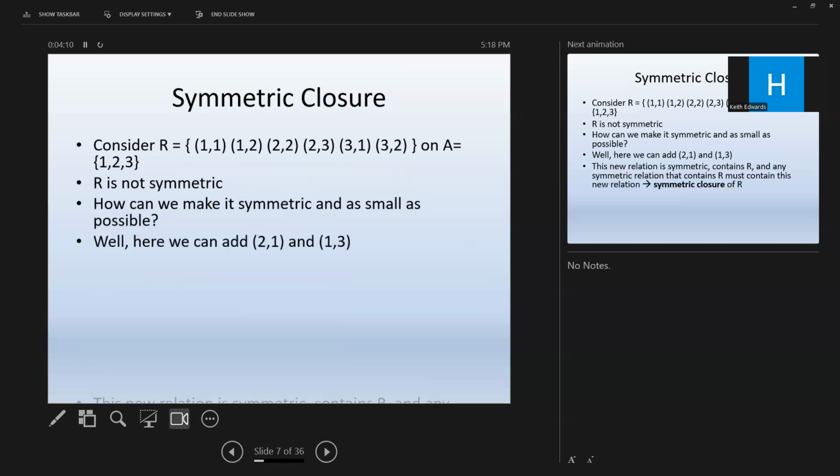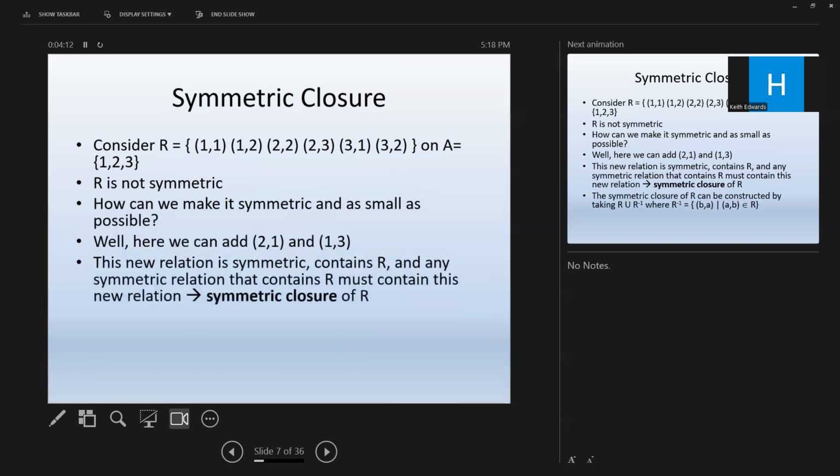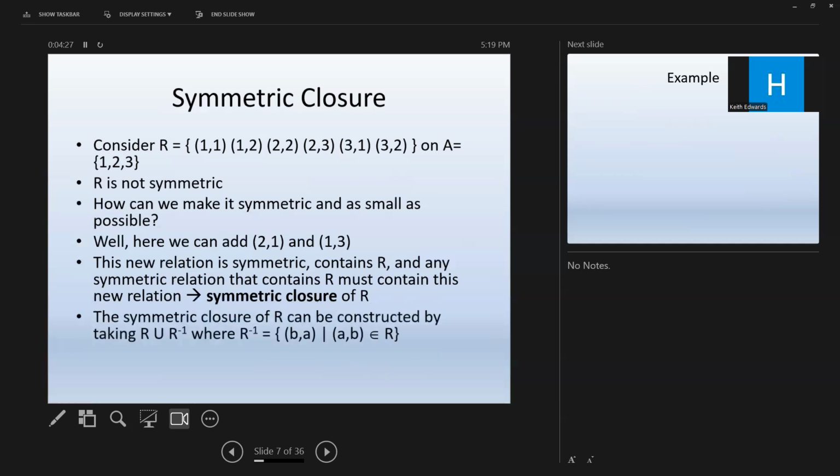And after we add those in, the new relation is symmetric. It contains R, and any symmetric relation that contains R needs to contain this new relation. So this is the symmetric closure of R. And the technique for constructing that is fairly simple. Basically, we union R with R inverse, where R inverse is {(b,a) | (a,b) is a member of R}.